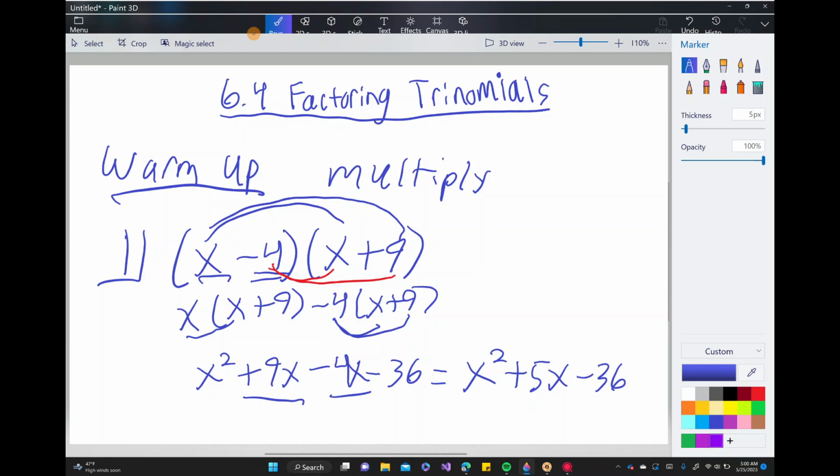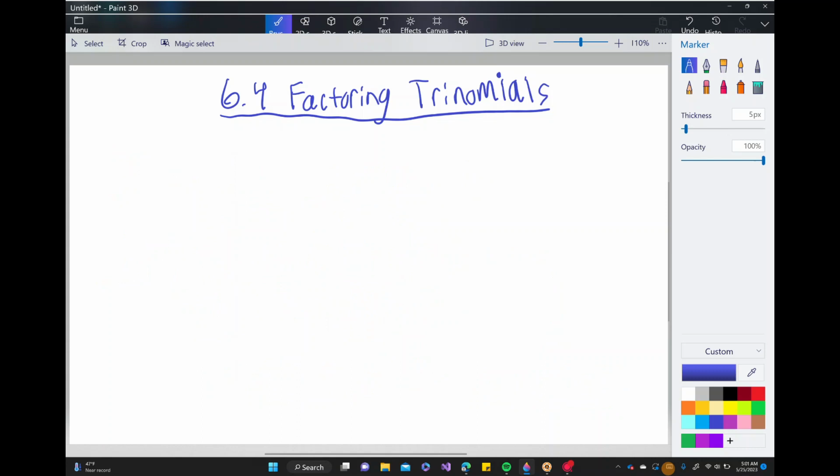For today, I will give you x squared plus 5x minus 36 as your question, and then we have to work backwards to this factored form where it's split up into two groups. For example 1 here, we have x squared plus 11x plus 30.